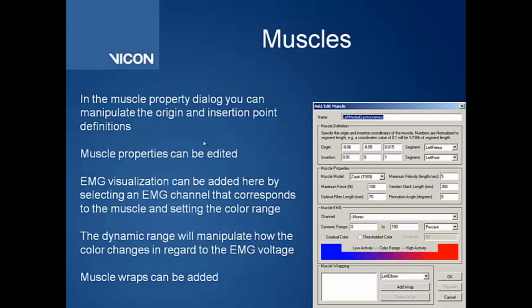You do have that dynamic range, and you can choose either gradual color, so it'll fade through as it's activated, or you can say a threshold, where it gets above, say, 30%, I want it to change color to this color. You can also go through and add additional muscle wrapping. It'll have a drop-down list of all of the available wraps, and then you can add those to each muscle accordingly.